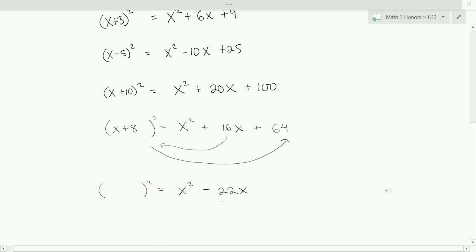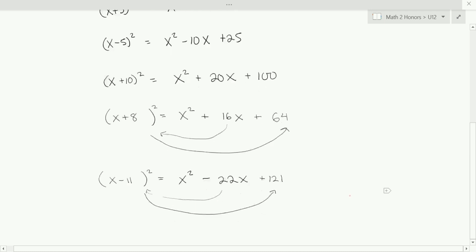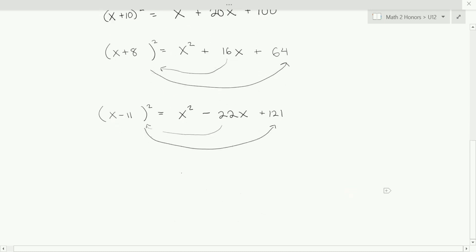So we're thinking, well, what would this be first? This is going to be x minus 11. We're getting 11 because that's half of 22. And then we're going this way to get 121. Okay, good.